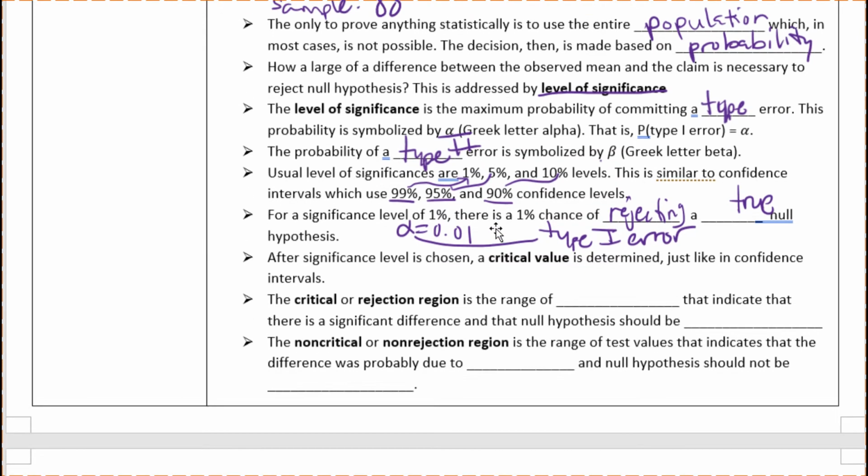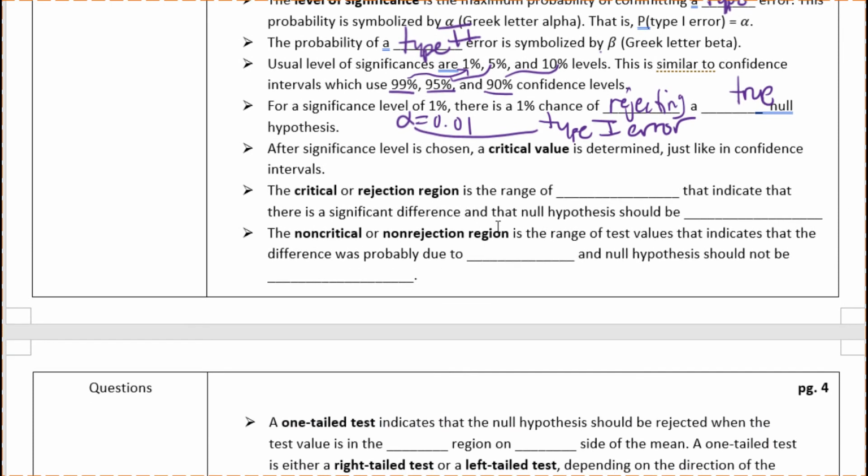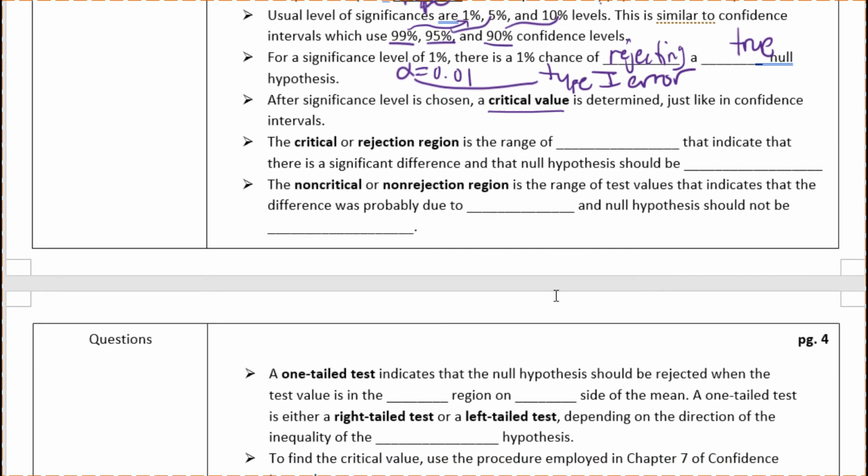After a significance level is chosen, a critical value is determined, just like in confidence intervals. So this is going back to the confidence interval chapter that we did, finding the critical value. The critical or rejection region is the range of possible values, the range of values here, that indicate that there is a significant difference and that the null hypothesis should be rejected.